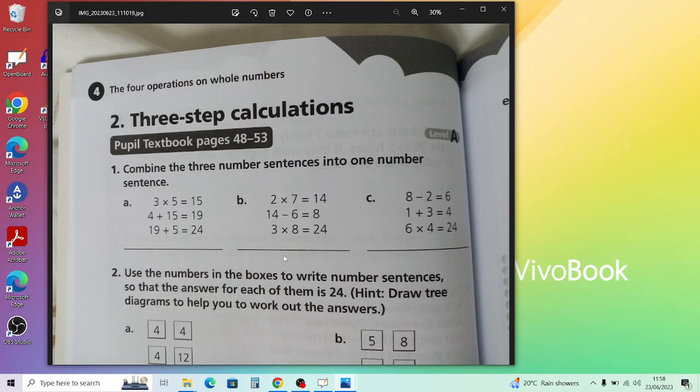Use the numbers in the boxes to write number sentences. So the answer of each of them is 24. Hint, draw tree diagrams to help you work out the answers. Number sentences. So yeah, however you guys want to do it. Just try it and see how you get on.